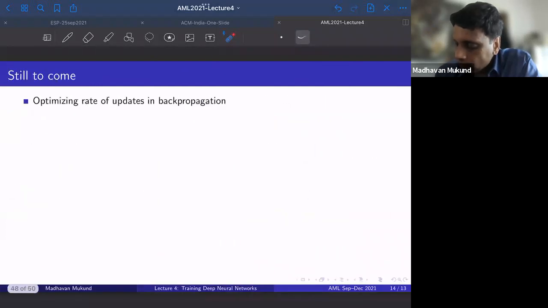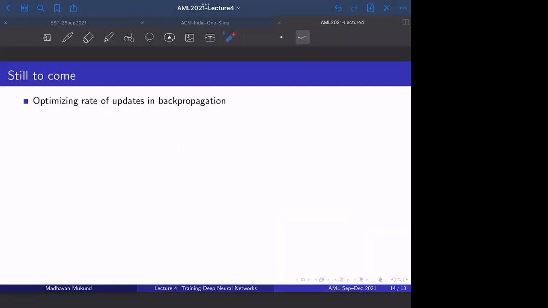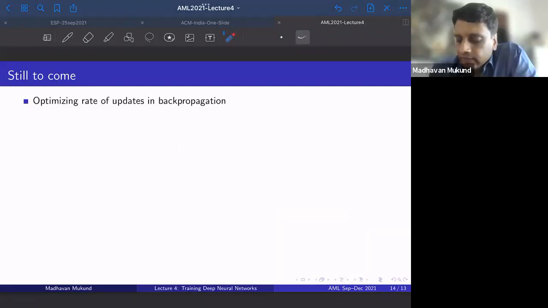So I will stop with this. So what is yet to come? Okay, so back propagation itself. We have this idea that we compute the gradients and then we apply a step. So how do you choose how much you change?